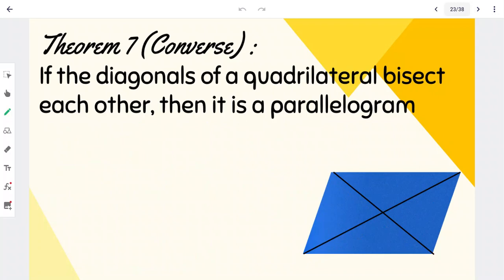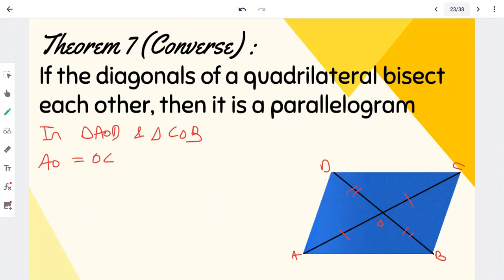Converse is the seventh theorem. If the diagonals of a quadrilateral bisect each other, then it is a parallelogram. So now they're telling you it is bisecting. They have given to you that they're bisecting. Now you have to show that it is a parallelogram. Again, ABCD with O, given that AO equals OC and DO equals OB. That's given to us. So let's start. Look at triangle AOD and triangle COB.